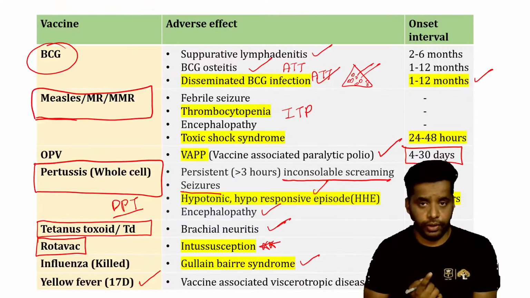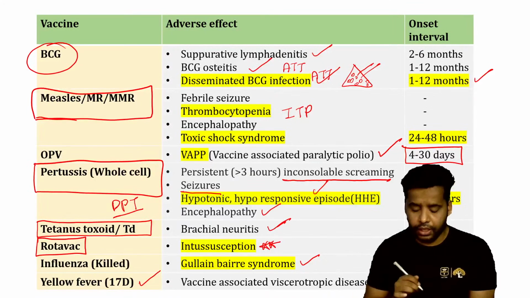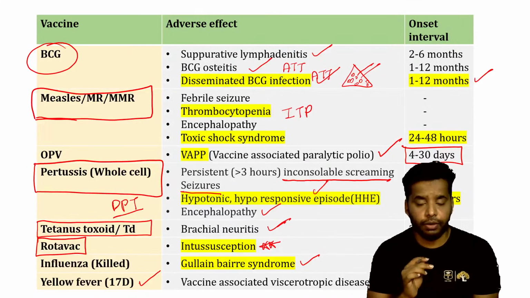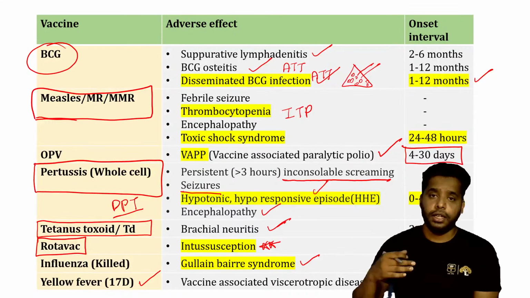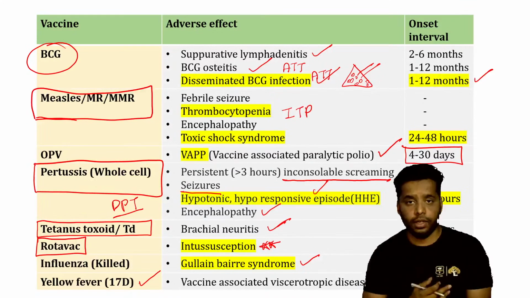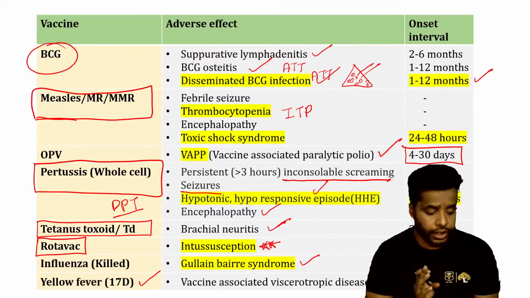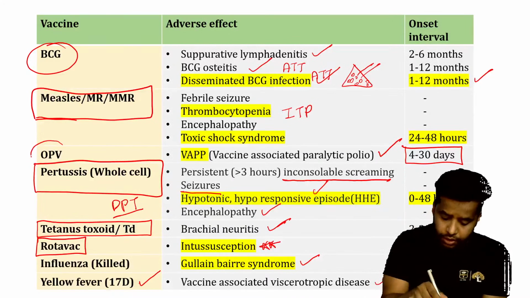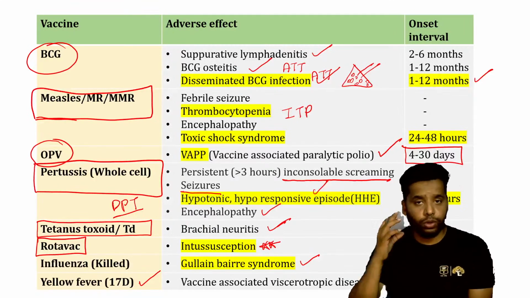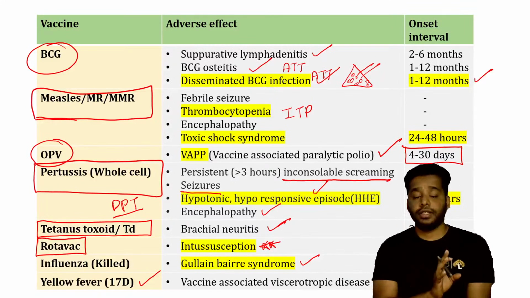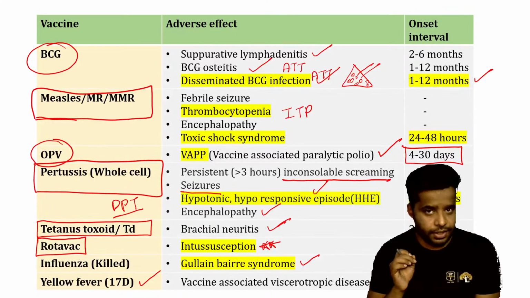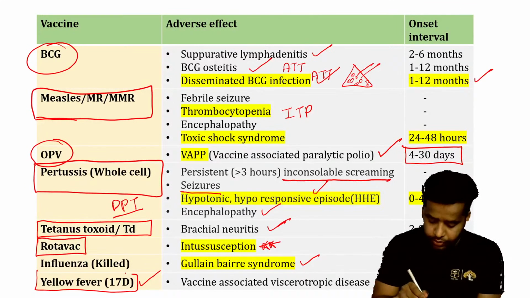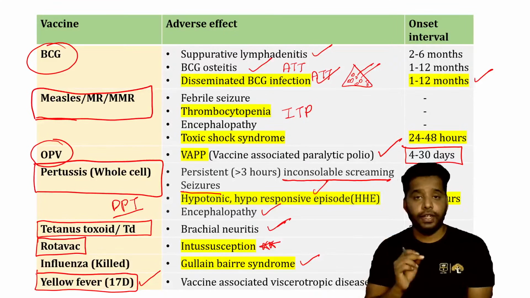Yellow fever, which is the 17D strain, can cause symptoms similar to yellow fever. We call it vaccine associated viscerotropic disease. Hepatic failure symptoms can happen, jaundice, and the patient can present with multi-organ failure. That is vaccine associated viscerotropic disease. Don't make a mistake. Vaccine associated paralytic polio is due to oral polio vaccine, but vaccine associated viscerotropic disease is due to the 17D yellow fever vaccine. What is the strain of yellow fever vaccine used? That is 17D.